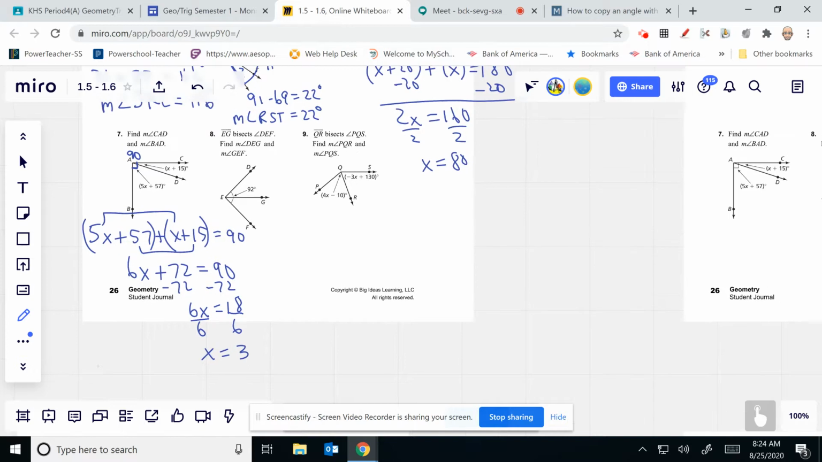Now what is it asking for? CAD, which is this angle right here. So if I put a 3 in there, I get 18 degrees. Okay, so there's one answer.